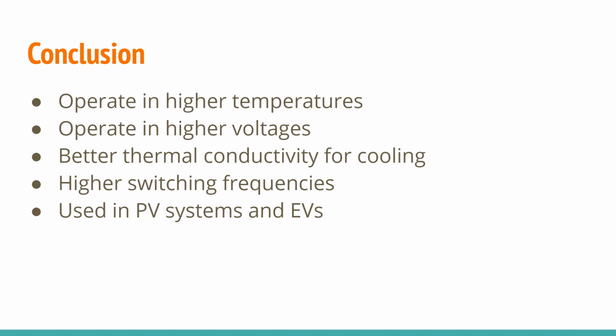So in conclusion, silicon carbide MOSFETs are more efficient because they can operate in higher temperatures and voltages. They have higher and better thermal conductivity for cooling and heat dissipation, and can operate at a higher switching frequency with lower switching losses. Additionally, they are growing popular and being used in applications like PV systems and electric vehicles.